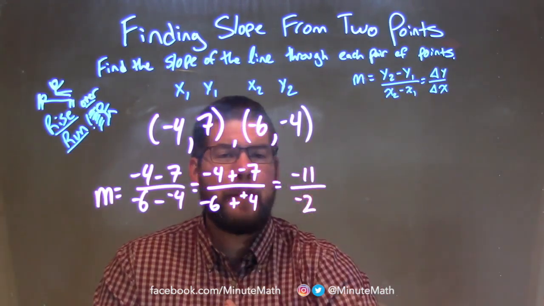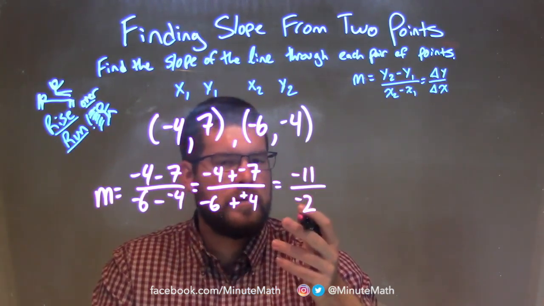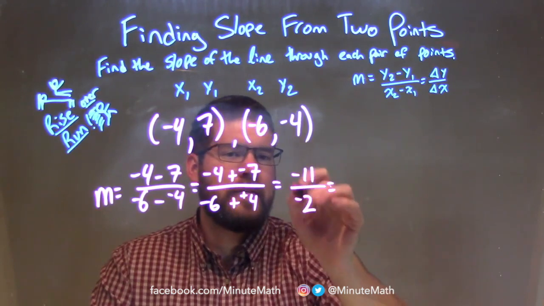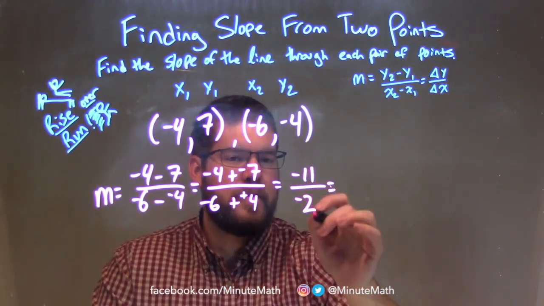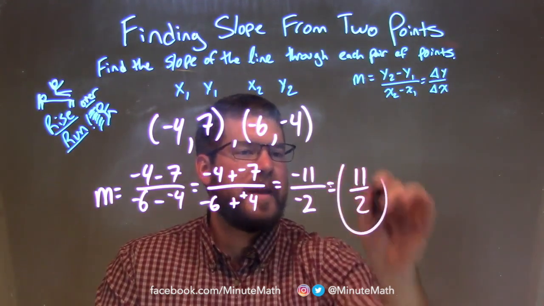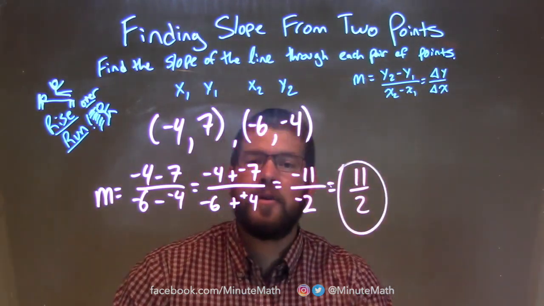Well, 2 negatives become positive. 2 wrongs make a right in mathematics, not in real life. And negative 11 over negative 2 is a positive 11 over 2. Can't simplify that anymore, so we have 11 over 2 as our final answer and our final slope.